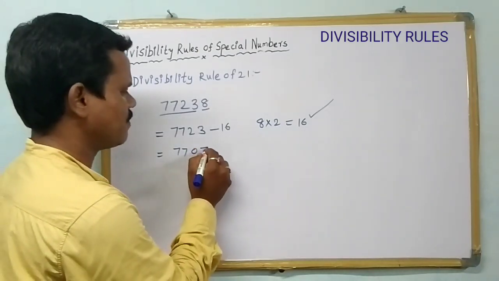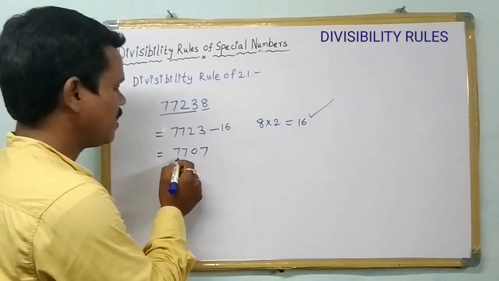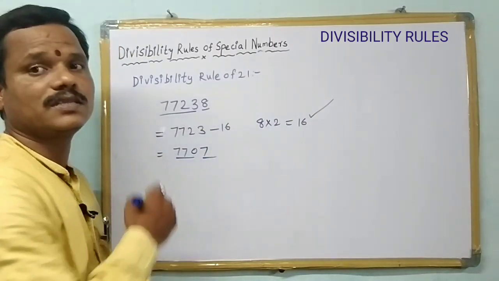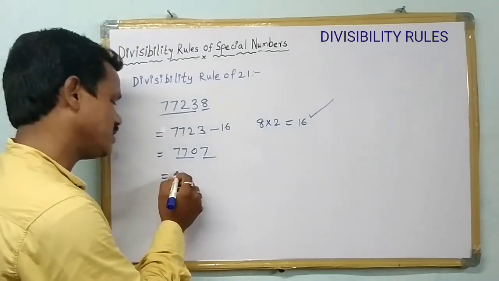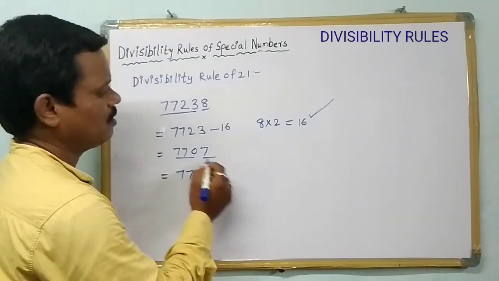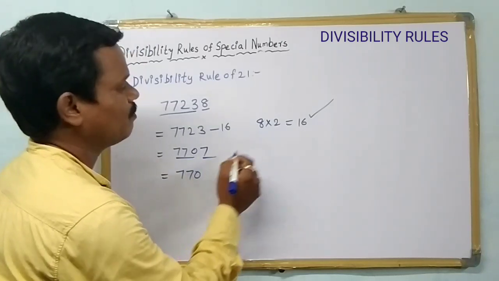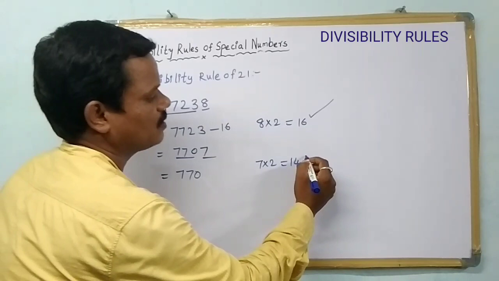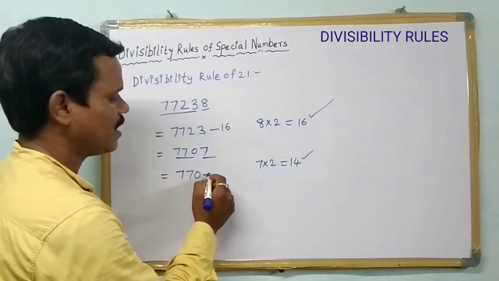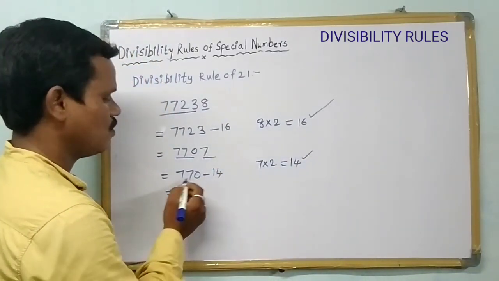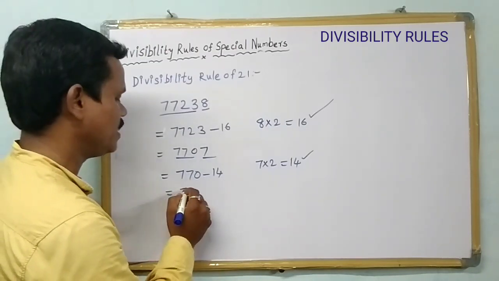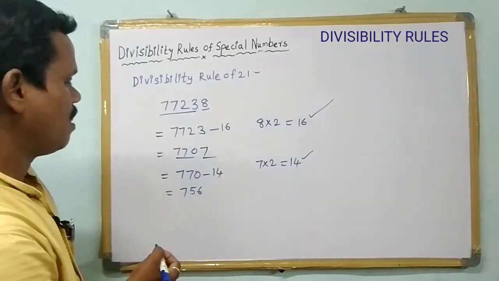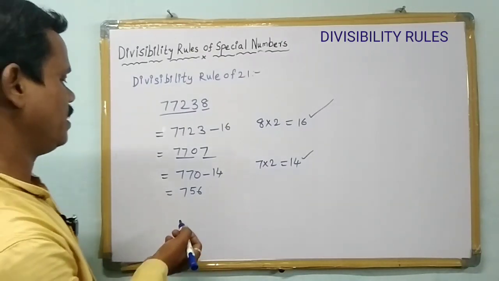707. Again divide it into two parts. The unit digit number is the first part and the remaining is the second part. Now write the second part as it is. The first part number is multiplied by 2. What is the resultant value? 14. Subtract this 14 from the second part, minus 14. Now 770 minus 14 means 756. Okay. Now 756 only.